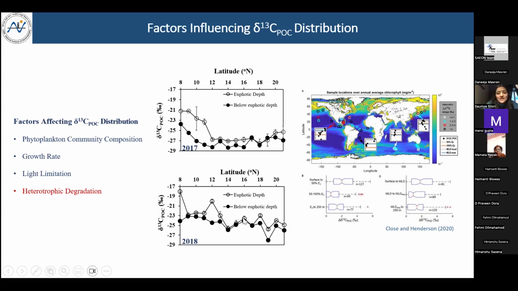Now, this is also something that has been observed recently by Close and Henderson, and they put it in a paper in 2020. So even though this was observed in open oceans, they see that there is a significant decline as we move down the water column in delta 13C POC values. Like if you see here in these graphs, there's a decline of about 2 to 4 per mil. This decline happens at a much deeper depth in the open oceans than what we observed in our coastal samples.